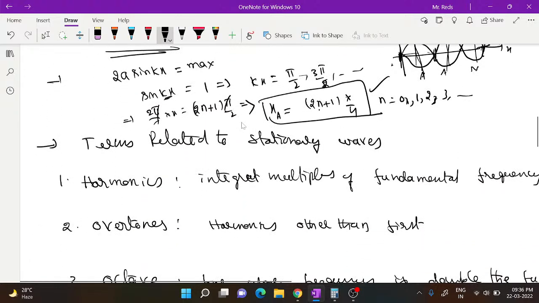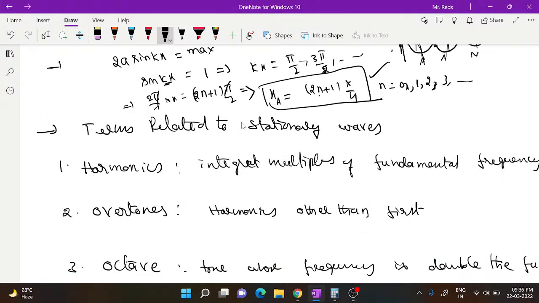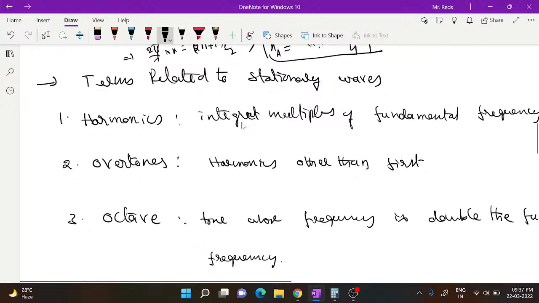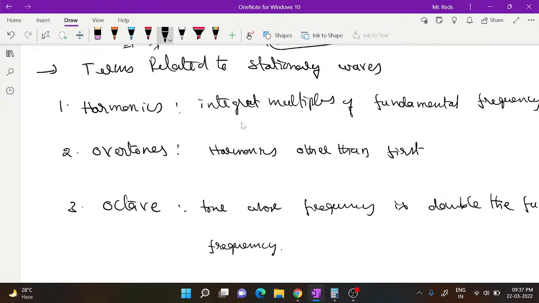Right? So related to these stationary waves, we need to discuss a few terminologies. Those are nothing but harmonics, overtones, and octave, etc.